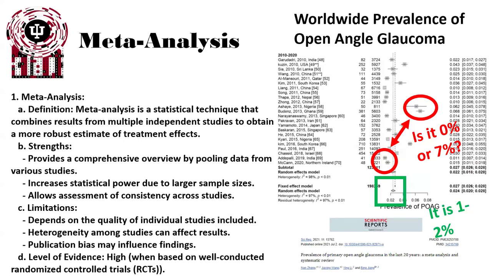Now, meta-analyses provide different strengths and weaknesses. They have some limitations. The strengths, though, are that they provide a comprehensive overview by pooling data from various studies. This allows for increased statistical power due to the larger sample sizes and allows for assessment of consistency across different studies. Its limitations, though, can depend on the quality of the individual studies included, and the heterogeneity among the studies. Maybe the study populations, or the way the studies were conducted, are so different they shouldn't be pooled together for some reason. We also have publication bias that may influence that.